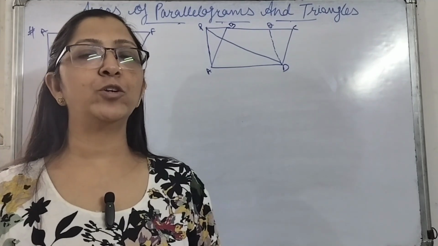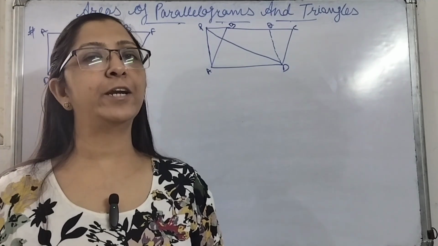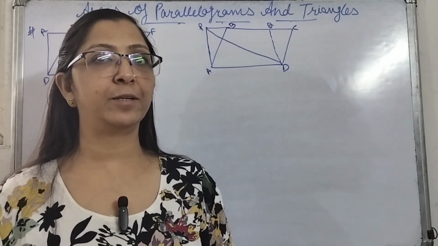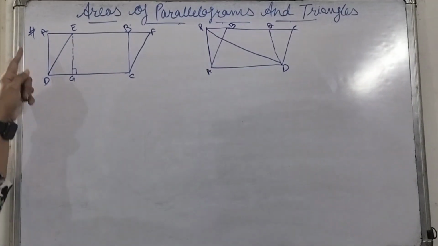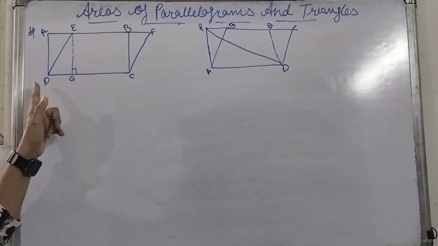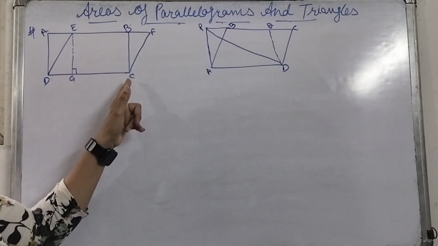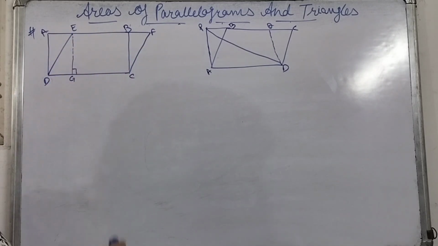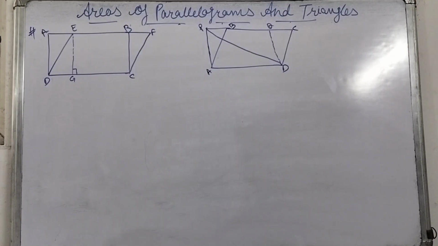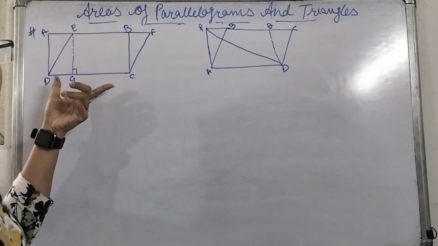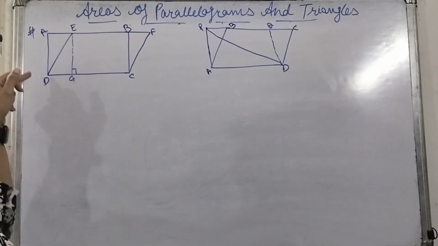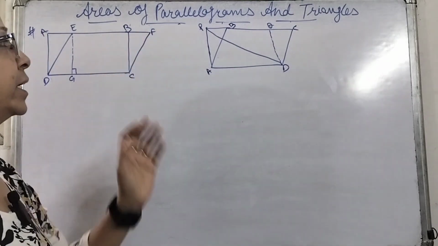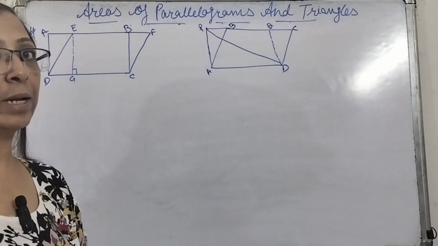Now let's understand what will be the area of a parallelogram and what will be the area of a triangle. If we take two parallelograms, one is ABCD, another is DEFC. One of the parallelograms is a rectangle and the other is a simple parallelogram. If these two parallelograms are on the same base DC and between the same parallels DC and AF, then the areas of these two parallelograms will be equal.